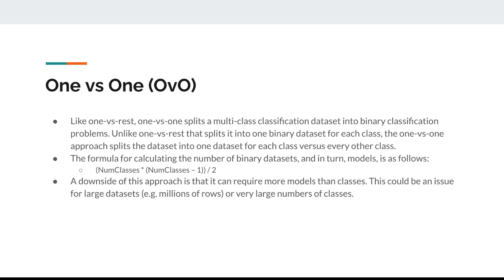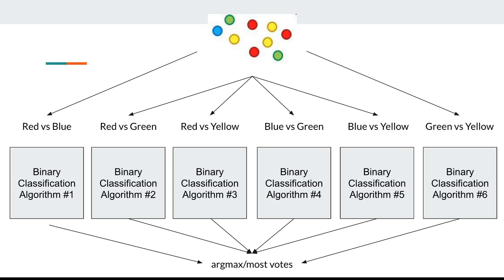The downside of this approach is that it could require a lot more models and classes, as I was discussing, and this could be an issue for huge datasets, or if we had, say, 20 classes, because now we'd have to use 20 times 20 minus 1 over 2 algorithms, and thus in that type of scenario, it would be a lot more computationally efficient to just use a one versus rest method. But here's an example of one versus one.